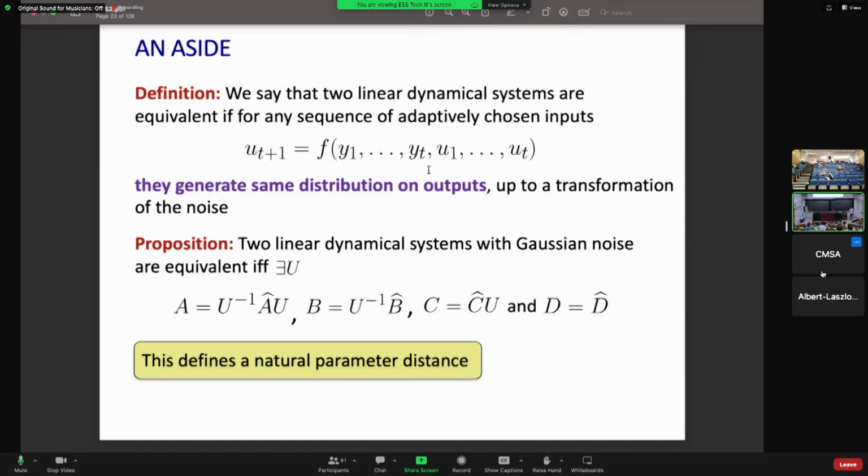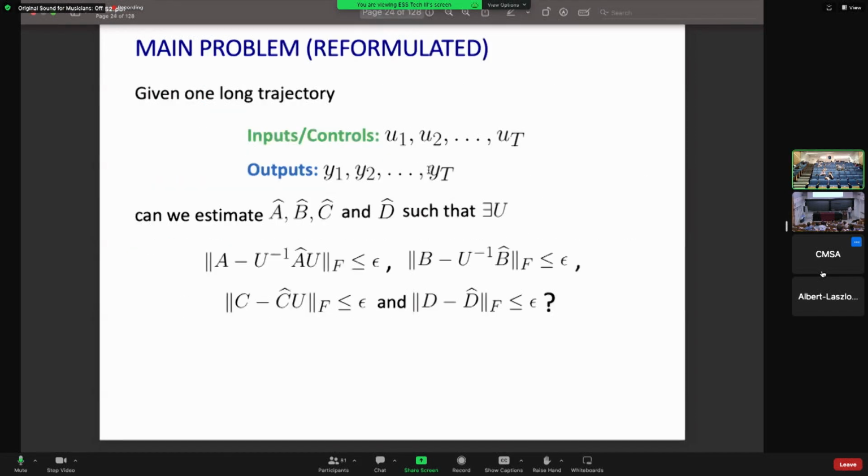How well do I want to learn A, B, C, and D? I want to learn them well in the associated metric that follows from this proposition. So in particular, the way that I'm going to formalize the question is we're given one long trajectory, and we'd like to estimate A hat, B hat, C hat, and D hat such that there is some unknown invertible transformation U, so that after that transformation, all of my parameters are close to the truth within an additive epsilon in Frobenius norm. So this is my main question for this talk.